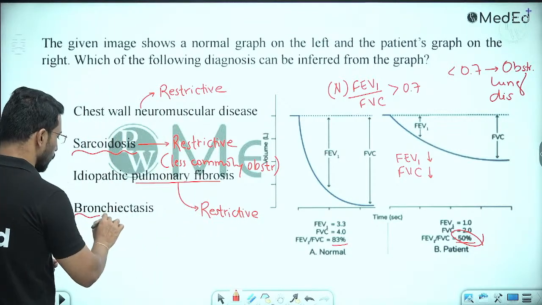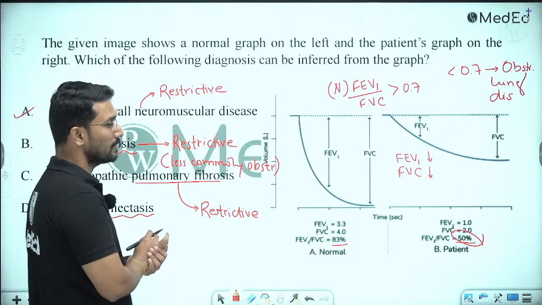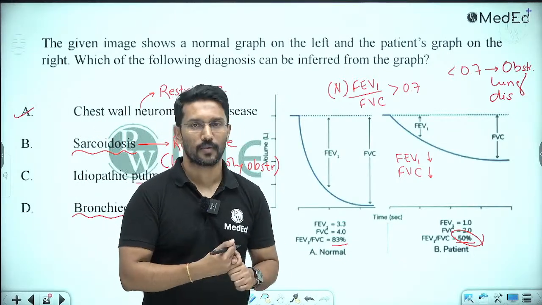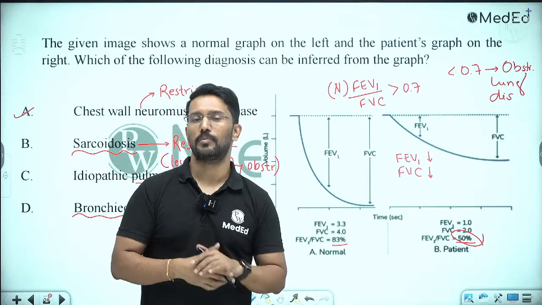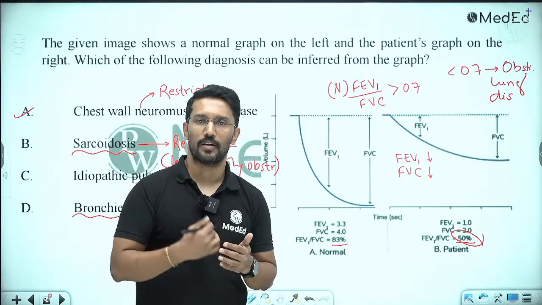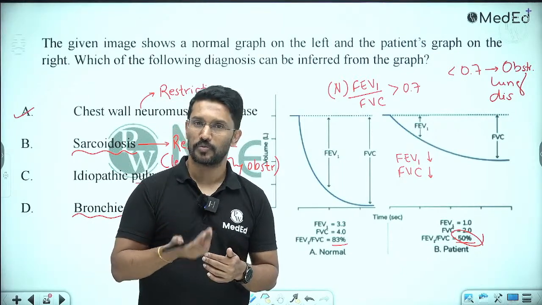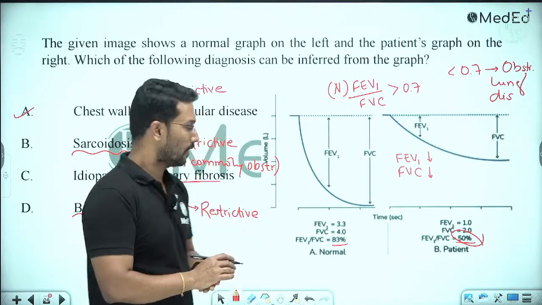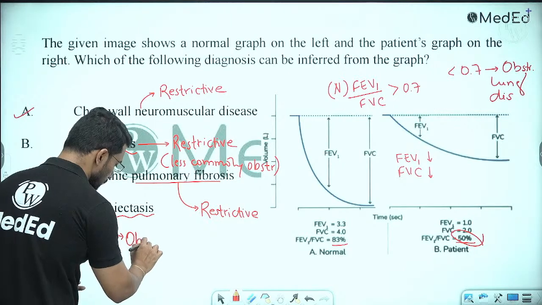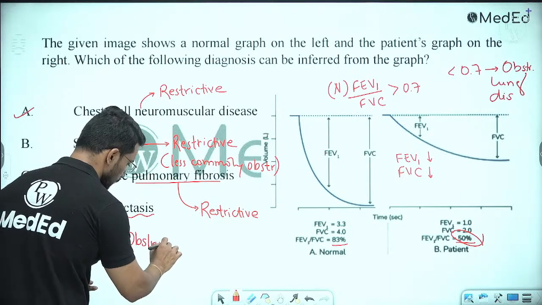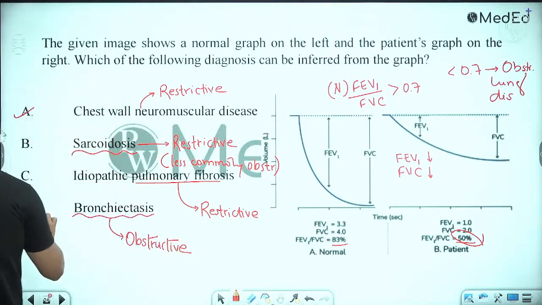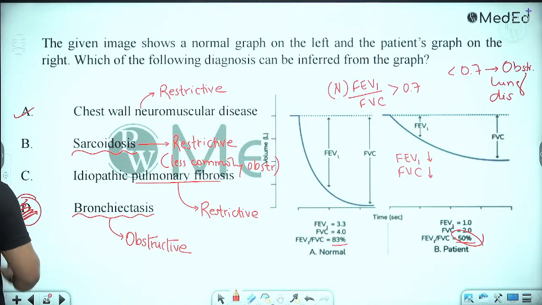Bronchiectasis, right? How is the bronchiectasis defined? Defined as irreversible dilatation and destruction of the bronchi. So bronchi are the ones which are irreversibly dilated. Once they are dilated, they are loaded with the mucus and debris and exudates. So they are blocked or obstructed. So it should be an obstructive lung disease. So bronchiectasis is an obstructive lung disease. So for me, the answer of choice here would be option D. That will be the answer.